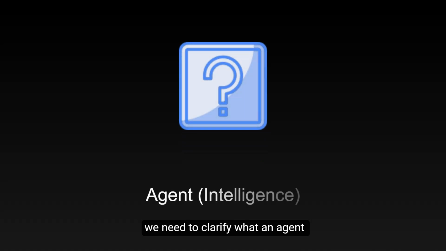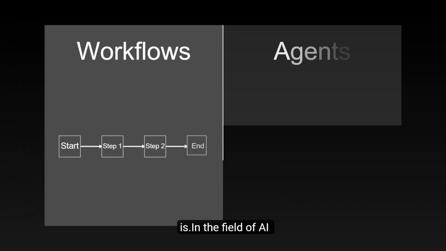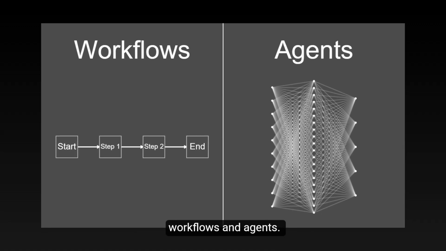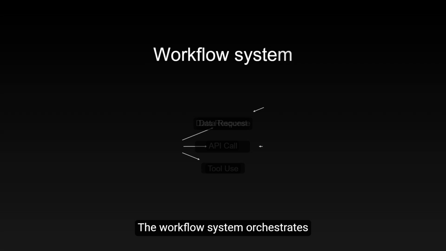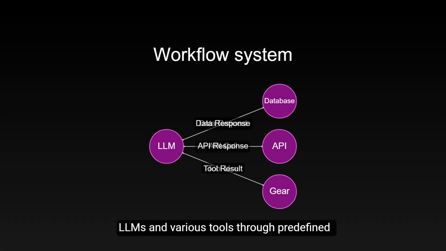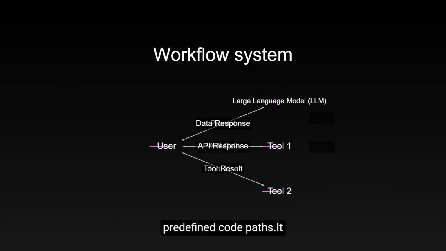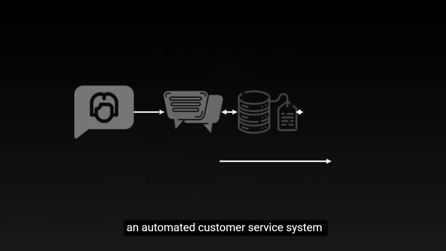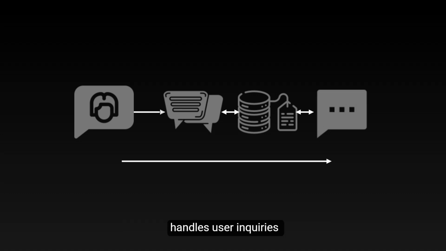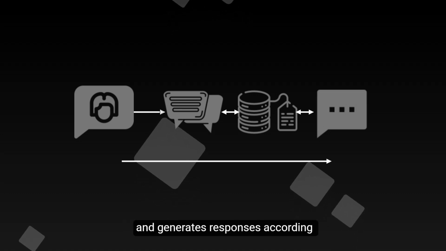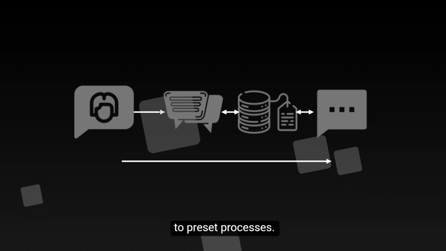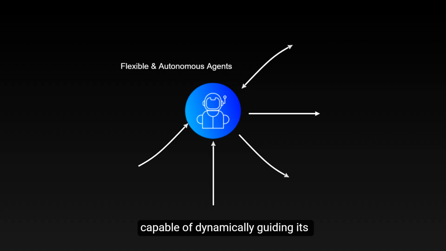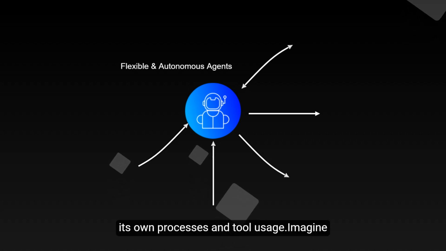First, we need to clarify what an agent is. In the field of AI, agent systems are mainly divided into two categories: workflows and agents. The workflow system orchestrates LLMs and various tools through predefined code paths. That is like a fixed production line where each step is pre-planned. For example, an automated customer service system handles user inquiries, queries databases, and generates responses according to preset processes. The agent is more flexible and autonomous, capable of dynamically guiding its own processes and tool usage.